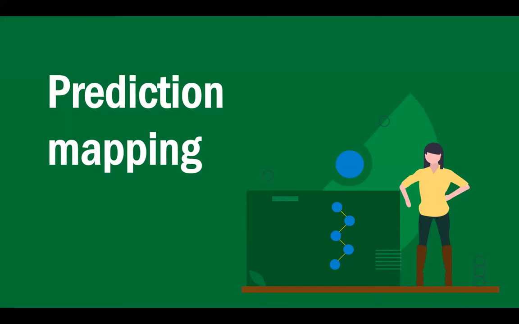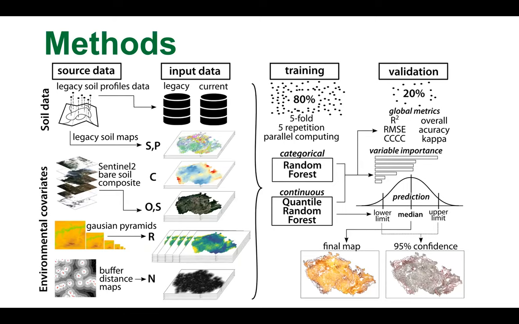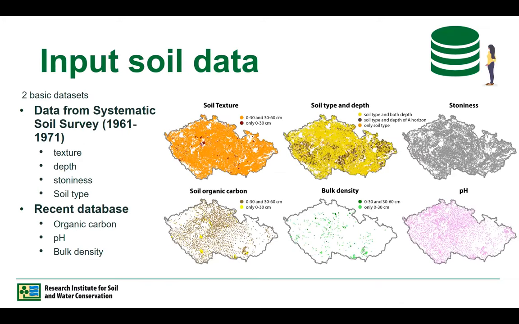So now we switch to the prediction mapping. We use this bare soil composite as one input to the prediction mapping, and as input data we also use some other covariates, like climate covariates, some legacy soil maps, and for example also coordinates like a buffer distance map. We used the quantile random forest method for the prediction mapping, so we are able to produce the final map of prediction, and also the uncertainty of prediction in every pixel.